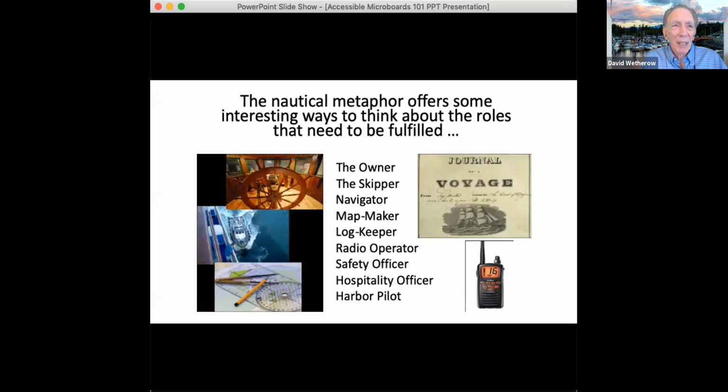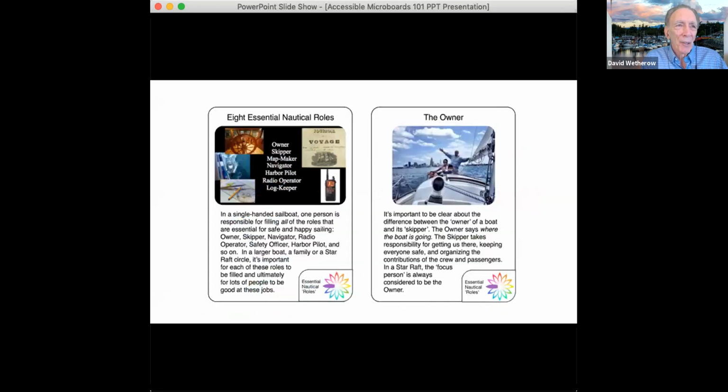The nautical metaphor turned out to offer some interesting ways to think about the roles that need to be fulfilled beyond board membership, which kind of gets us into a very administrative kind of space. There's a difference between the owner and the skipper that's interesting. The owner is the person who gets to say where the boat is going. The skipper takes responsibility for getting us there and keeping everyone safe and organizing the contributions of the crew and passengers. If you're single-handing, you're both the owner and the skipper.